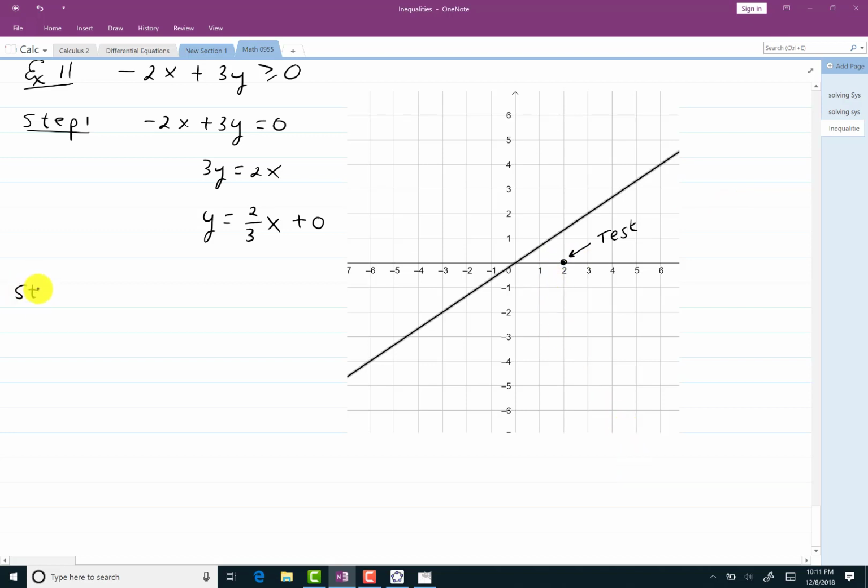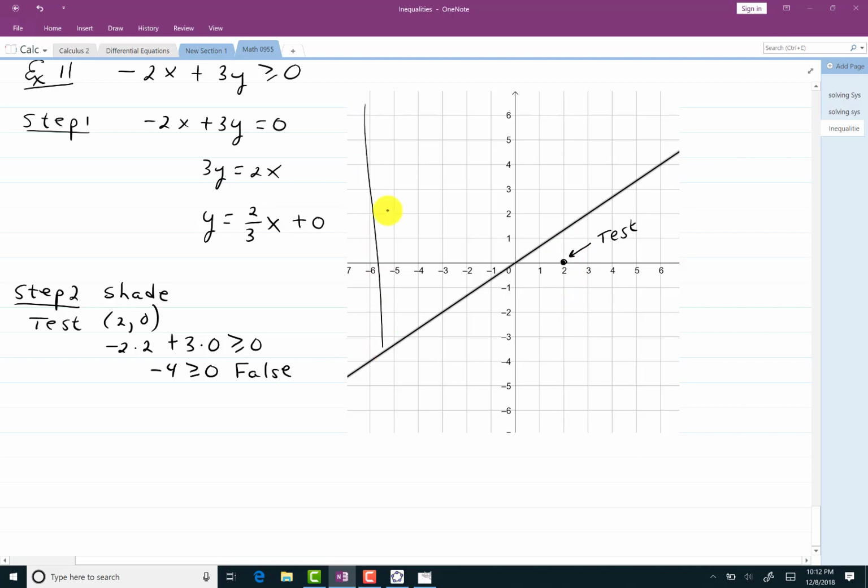So step 2 is to shade. My test point that I'm using this time is 2, 0. Let me plug it into the original inequality. I'll have negative 2 times 2 plus 3 times 0 is greater than or equal to 0. Negative 2 times 2 is negative 4. And that's a false statement. Negative 4 is not greater than or equal to 0. So that means this test point is not part of the solutions, so the solutions are above the line.